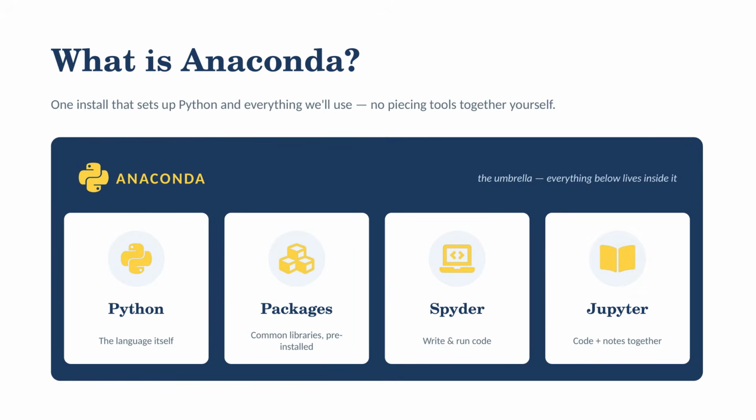Quick bit of context before we open anything. Anaconda is a free, widely used distribution of Python aimed at data science and scientific computing. Basically, a one stop install that sets up Python and the tools around it so you don't have to piece them together yourself. It's a bundle, so it comes with Python itself, a big set of commonly used packages already installed, and the tools we're going to use, Spyder and Jupyter Notebook. Think of Anaconda as the umbrella, and everything we touch today lives underneath it.